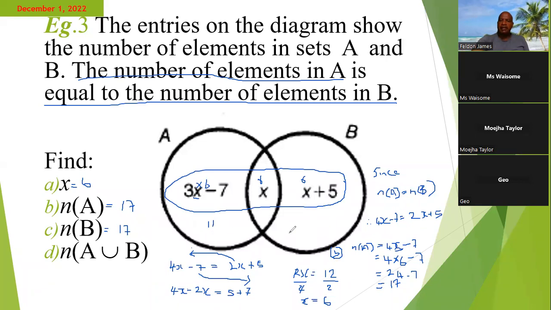11, sir. Right. And then now 6 plus 5 over here give you what? 11. Right, and you have 6 in the middle here. So you add 11 plus 11, give you 22 plus 6, give you what? 28. All right. Everybody see that? Yes, sir.